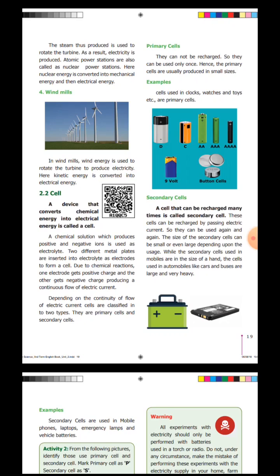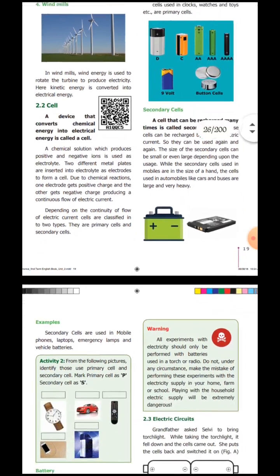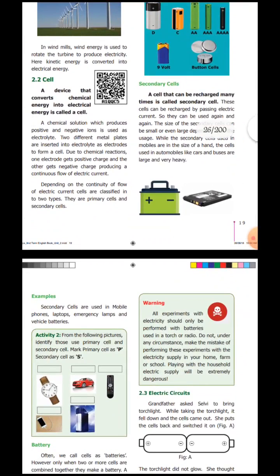So what are the main things about primary cells, children? They cannot be recharged, so they can be used only once, and they are usually produced in very small sizes. Examples of primary cells are cells used in clocks, watches and toys. See the examples here. See this picture. Next, see the next one, secondary cells.